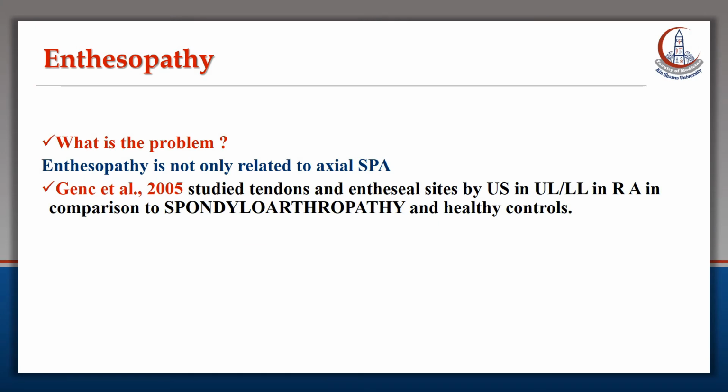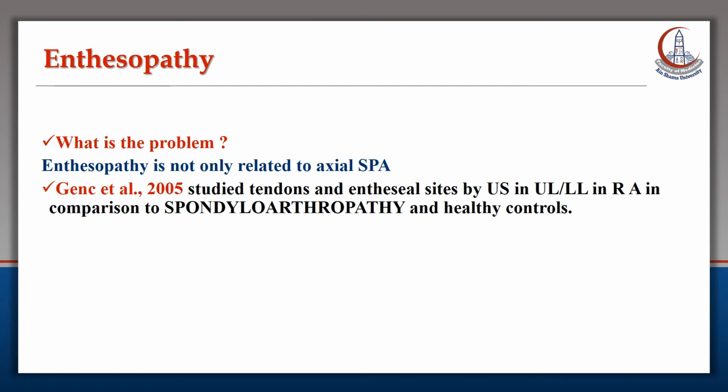Now, what is the problem with enthesopathy? The problem is that enthesopathy is not only related to axial SpA. In 2005, Zhang et al. studied tendons and entheseal sites by ultrasound in upper limb and lower limb in rheumatoid arthritis patients in comparison to spondyloarthropathy and healthy controls. Their results were like that. There was no statistically significant difference between rheumatoid arthritis and spondyloarthropathy regarding frequency of tendon affection and enthesopathy.